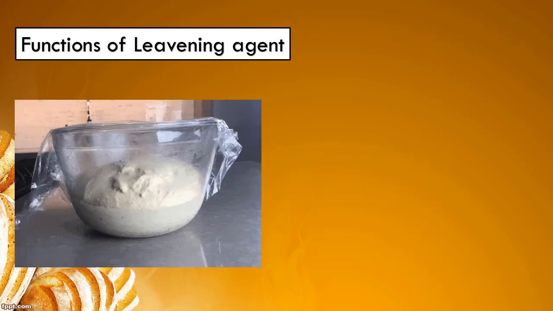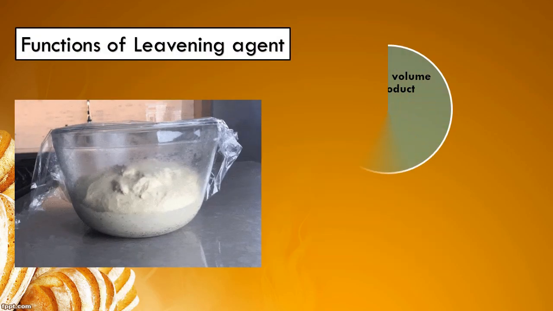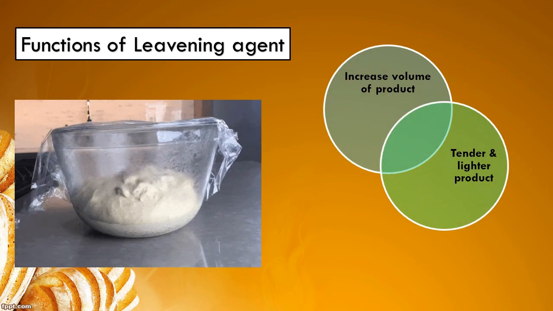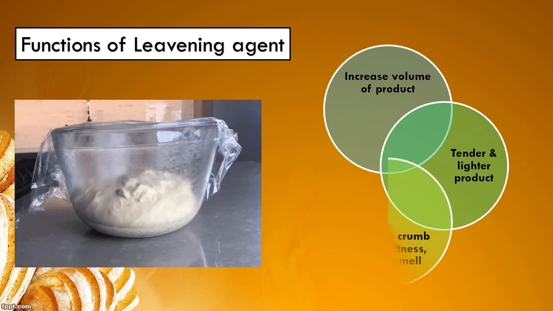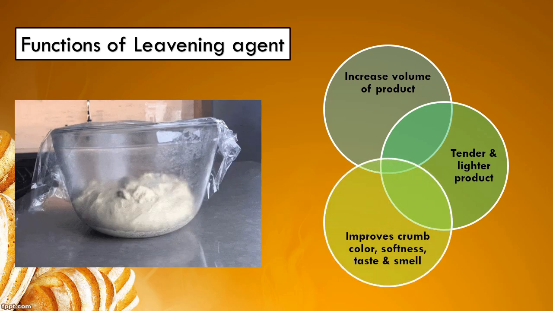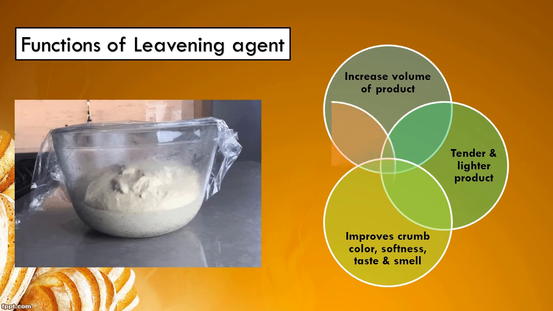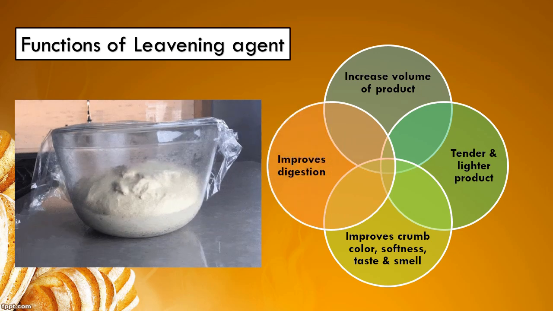Leavening agents help in increasing the volume of the product, give tenderness, and make the product lighter. They improve the color of the crumb and make the product softened and also impart taste and smell. They also help in improving the digestion process.